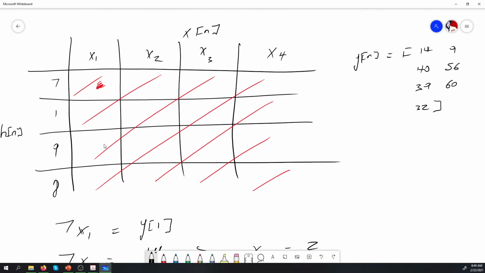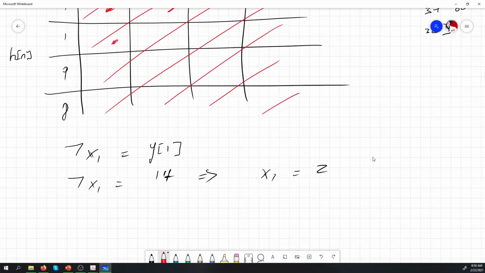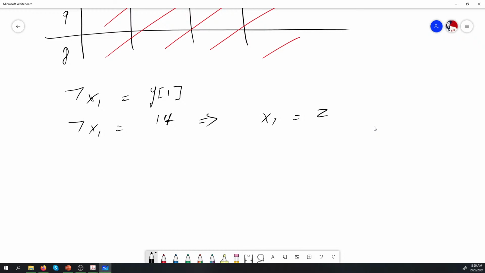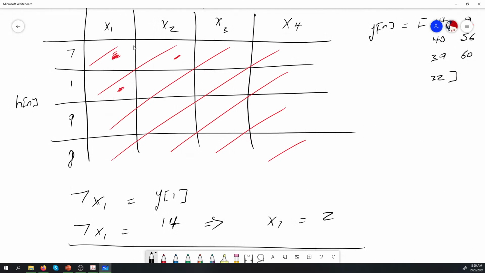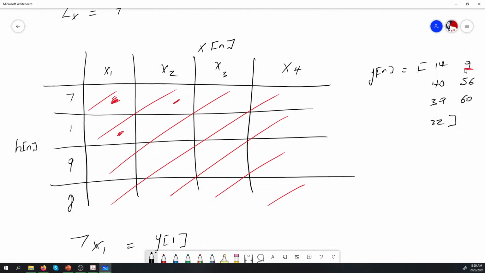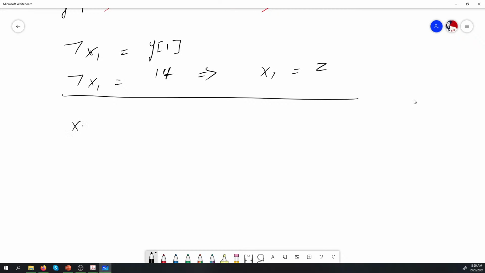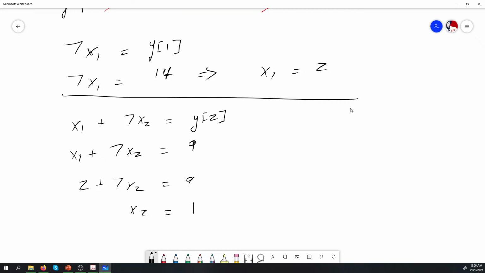We can then use the second anti-diagonal to formulate our second term, y of 2. Let's watch the convolution table. We have 1 times x of 1 plus 7 times x of 2 equals y of 2, which is 9. So x of 1 plus 7x of 2 equals 9. We just now solve for x of 2. X of 1 was 2, so 2 plus 7x of 2 equals 9. X of 2 here equals 1.